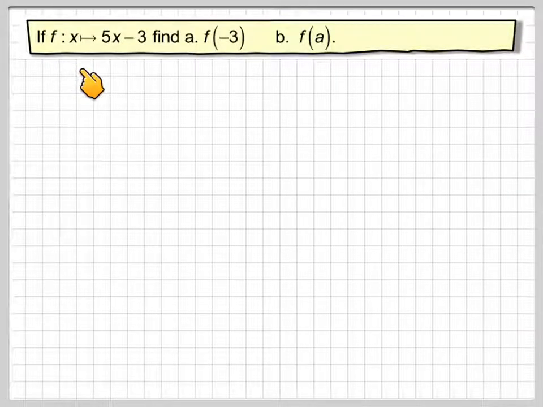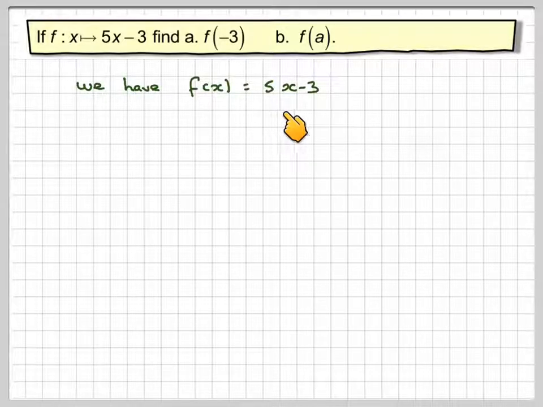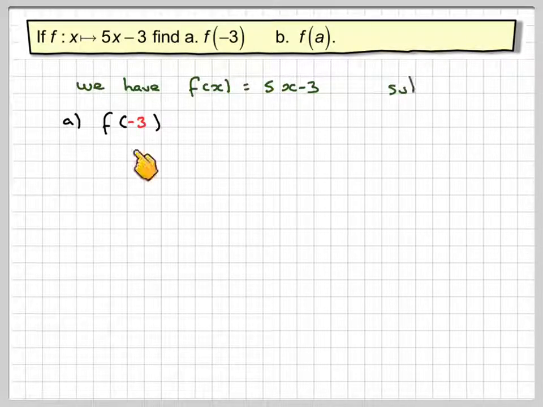If f is such that x maps onto 5x minus 3, find f of minus 3 and f of a. This is considered to be a function, and we could write it as f of x is equal to 5x minus 3. Part A, f of minus 3.